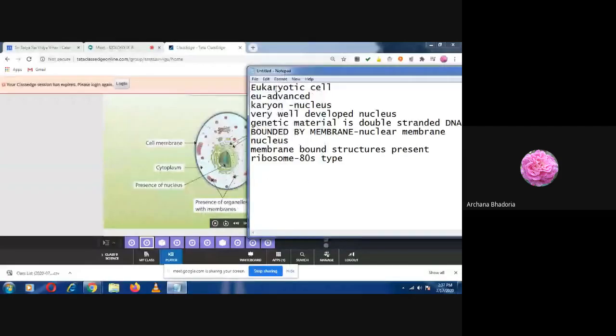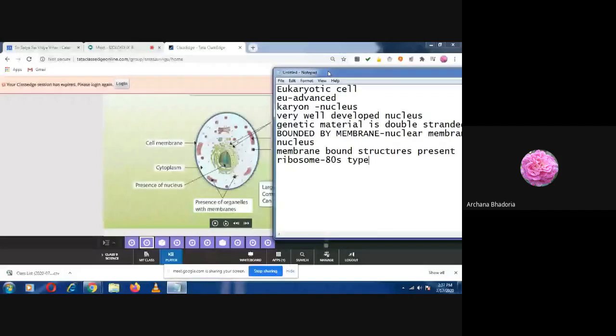We can see the eukaryotic cell is bounded by the cell membrane. Inside the cell membrane, the fluid is filled, and that fluid is known as cytoplasm. And in the cytoplasm, we have generally in the center the genetic material which is bounded by the membrane, and that membrane is the nuclear membrane.